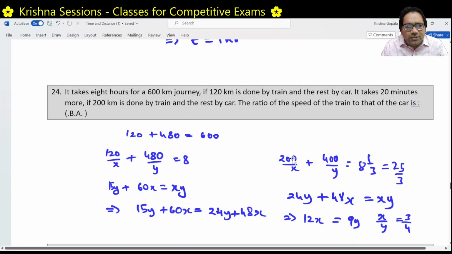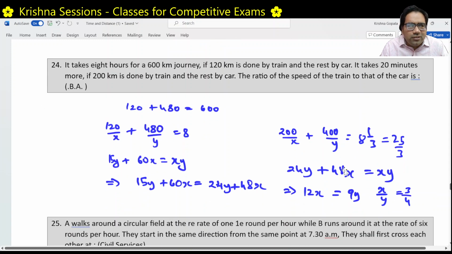Here also 25 will go in both the terms. 25 will go 8 times, and here it will go 16 times. And this 3 is there. So 3 into 8 is 24y plus 3 into 16 is 48y is equal to xy.